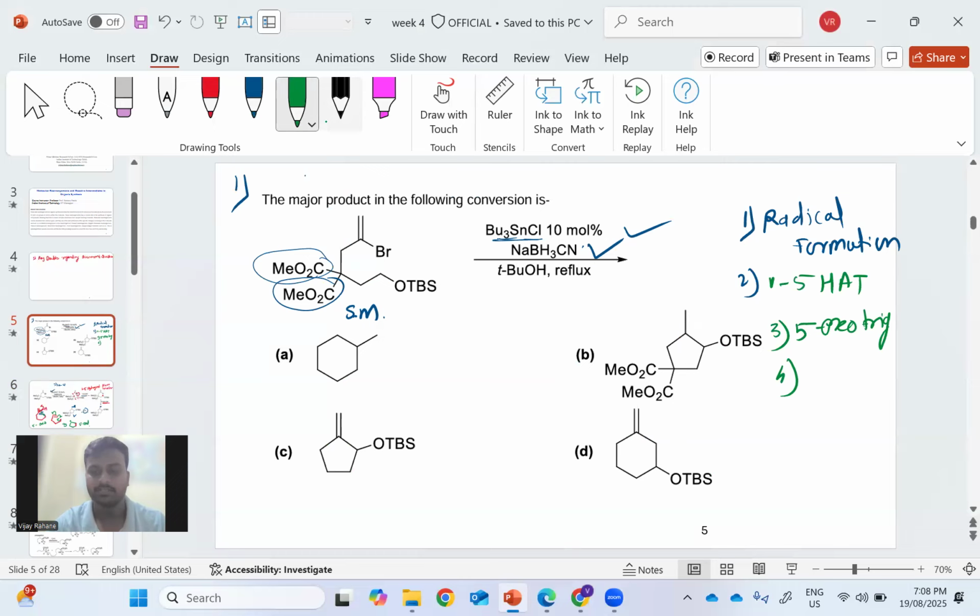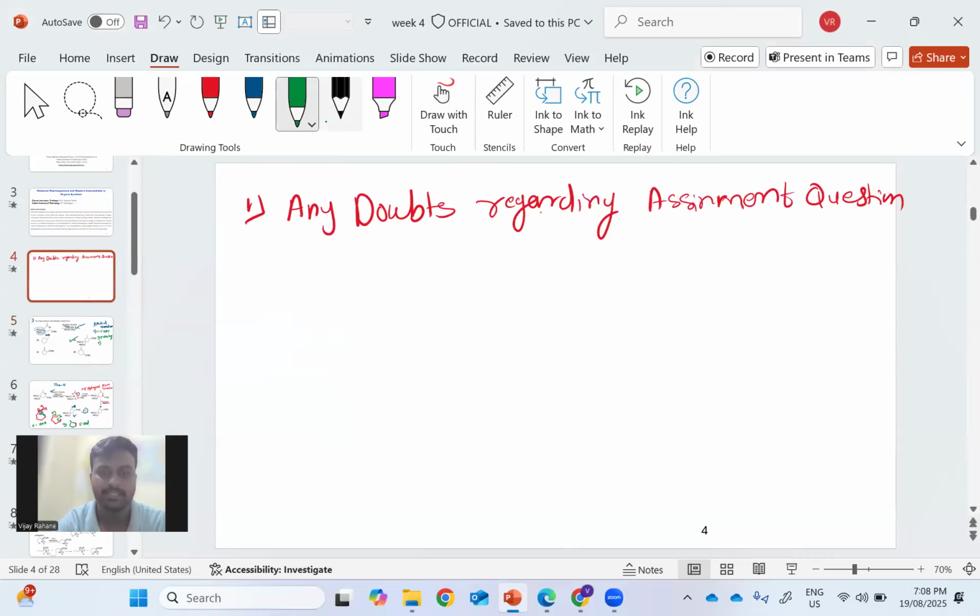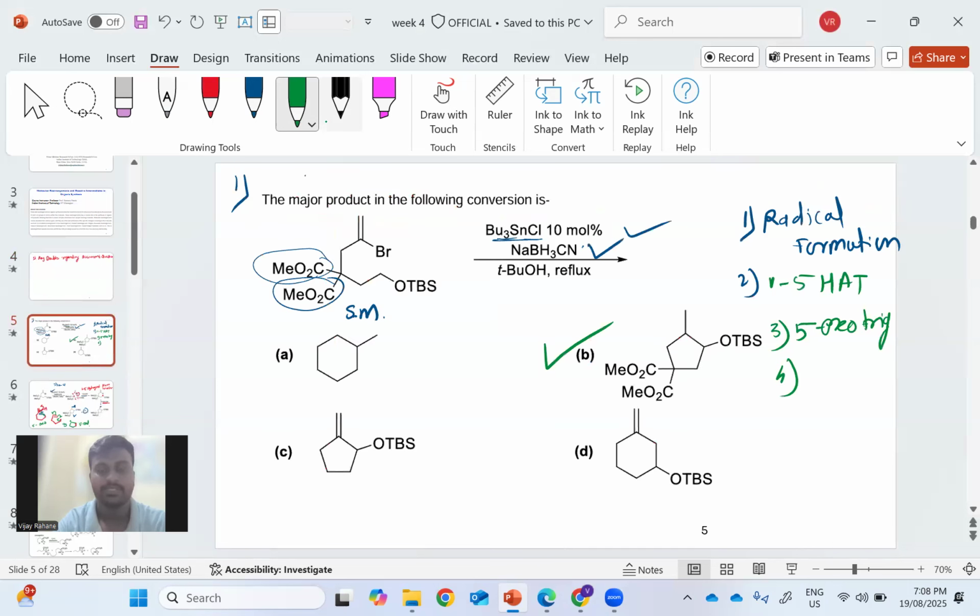So which is the product here? So this B is the product that is getting formed after the completion of this reaction. So this is a very simple question based on the radical chemistry again. So any doubt in this question?